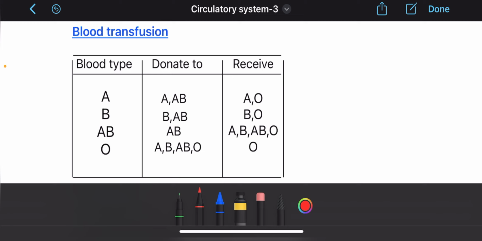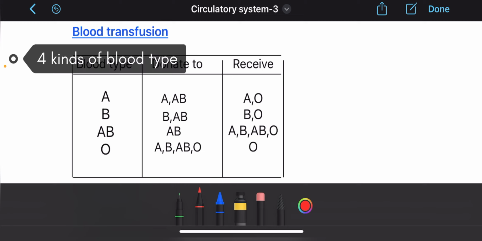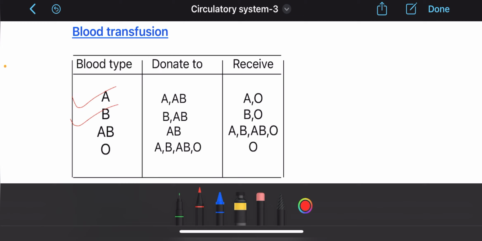In blood transfusion we see that there are 4 kinds of blood type: blood group A, blood group B, blood group AB and blood group O. The blood group A can donate blood to blood group A and AB and can receive blood from blood group A and blood group O. The blood type B can donate blood to blood type B and AB, whereas it can receive blood from blood group B and blood group O.